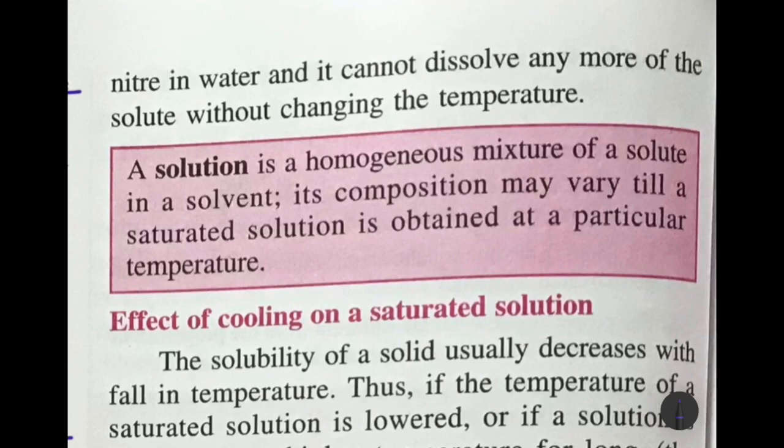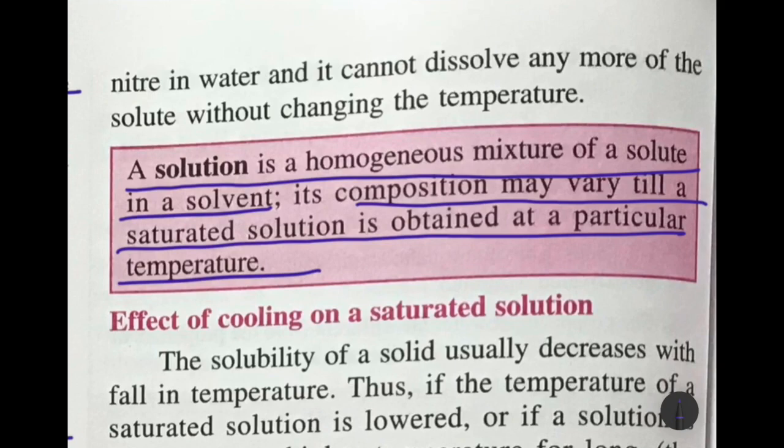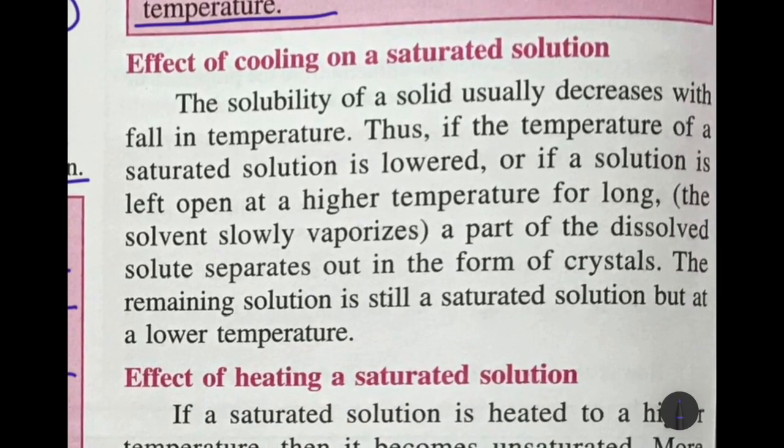So a solution is a homogeneous mixture of a solute in a solvent. Its composition may vary till a saturated solution is obtained at a particular temperature. So until the saturated solution is obtained, a solution is always a homogeneous mixture, but what will happen? The amount of solute will keep on increasing. That means the composition will keep on changing. Now, effect of cooling on a saturated solution.